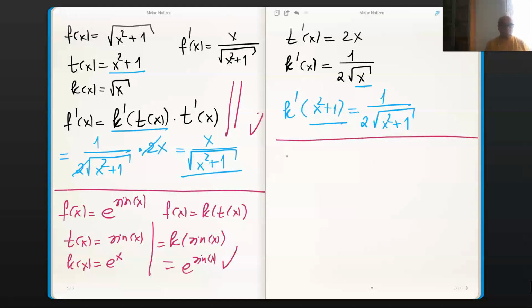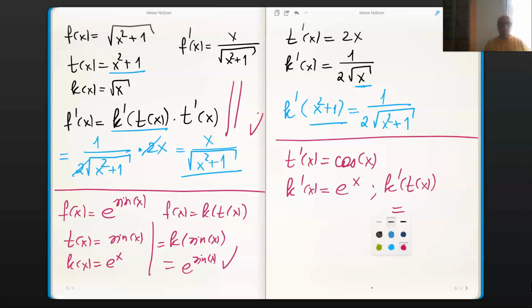So what we need is t prime of x. The derivative of sine is the cosine. I haven't done the video yet, but I'm going to make it, and once I've done it, I'm going to link it here. So we will see in the future together. And k prime, this is e to the power of x, but we need k prime of t of x. Now you see why I'm so focusing your attention at this point. And we're having e to the power of sine of x. So the total derivative would be e to the power of sine of x times the cosine of x.